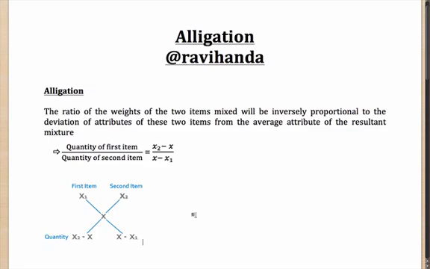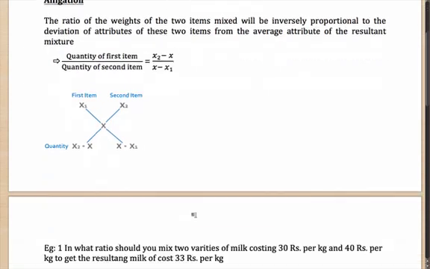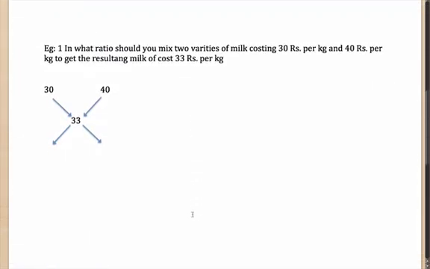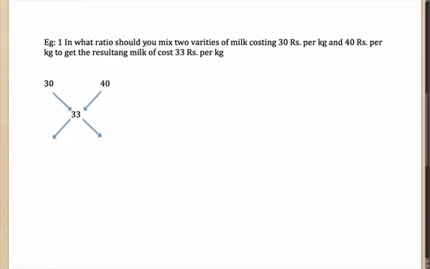I can understand if this becomes a little confusing, and that is why I have taken a couple of examples. Let us look at the first one. In what ratio should you mix two varieties of milk costing 30 rupees per kg and 40 rupees per kg to get resultant milk of 33 rupees per kg? Use the concept of alligation. You need 30 and 40 rupees per kg, which is given to you. You need to get 33 as a result. So what should be the ratio in which you should mix them?